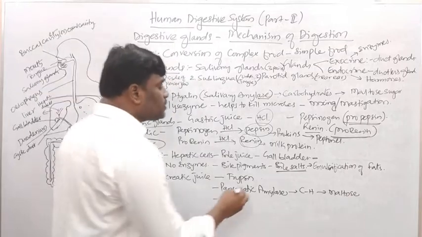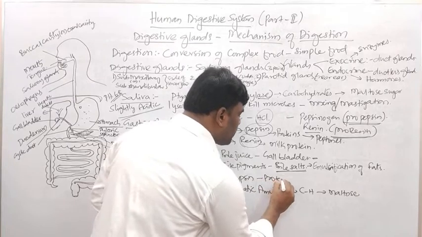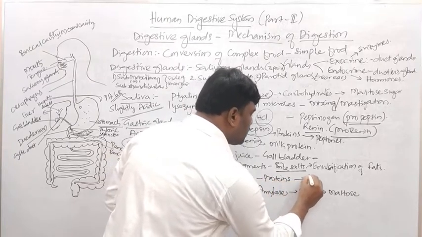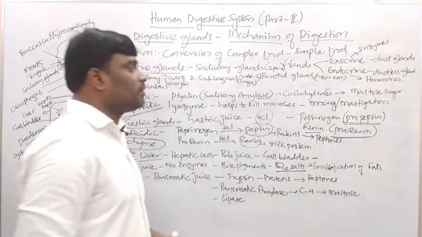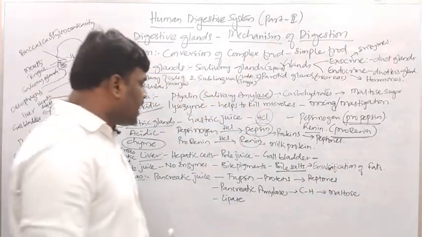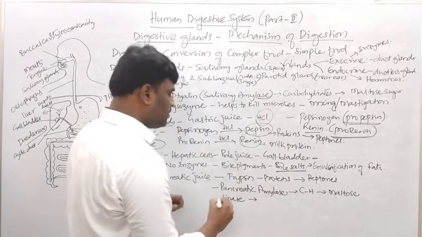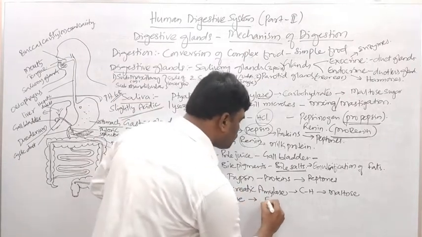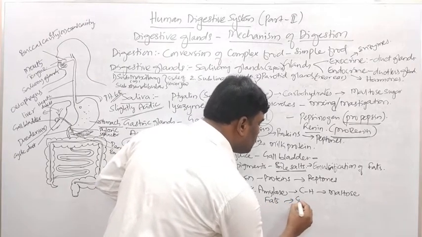And then what about this trypsin, children? This trypsin will act on proteins and convert them into peptones. Got it? And what about this lipase, children? This lipase will show action on fats and convert them into what?